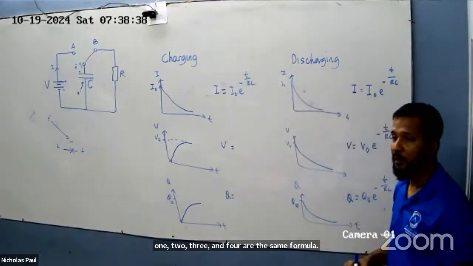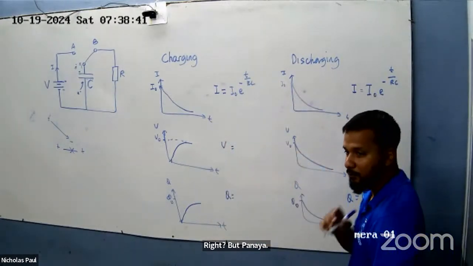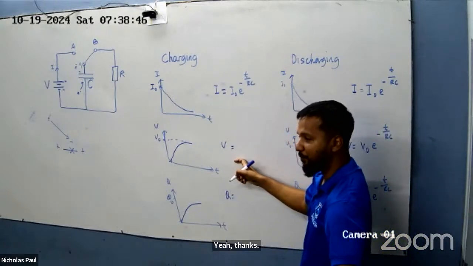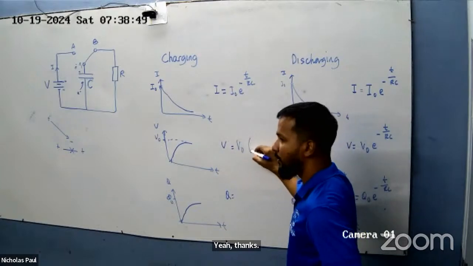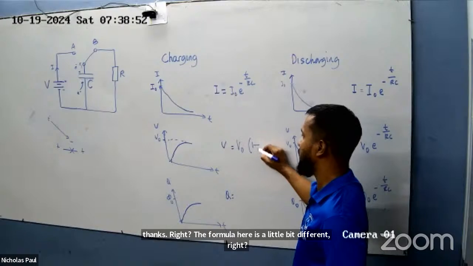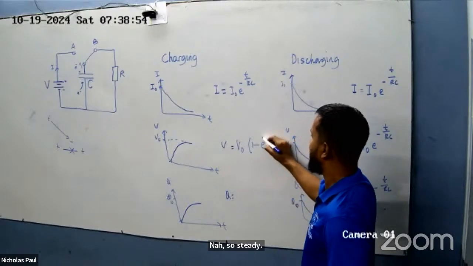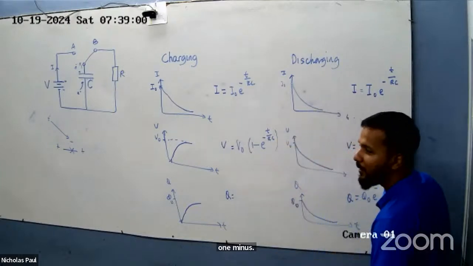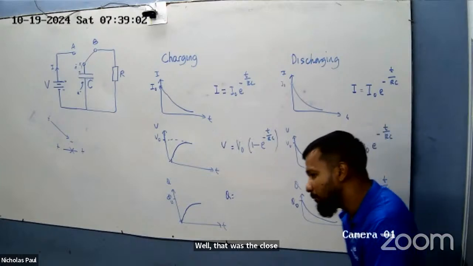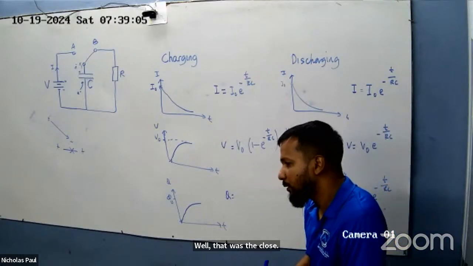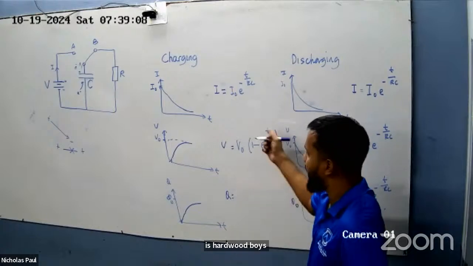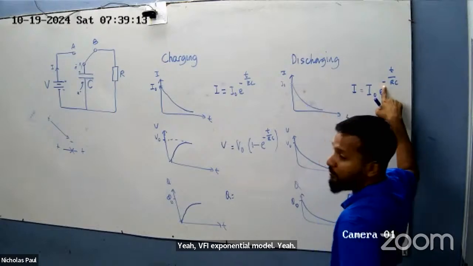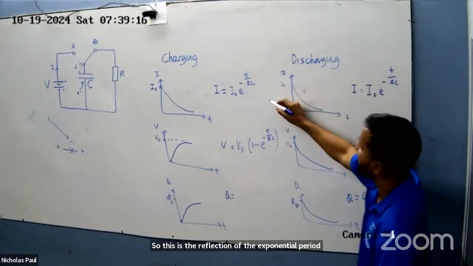But what does the formula here look like? Pay attention. The formula here is a little bit different, right? It's 1 minus. So this is the reflection of the exponential. e to the x is here, and there's a reflection of it.